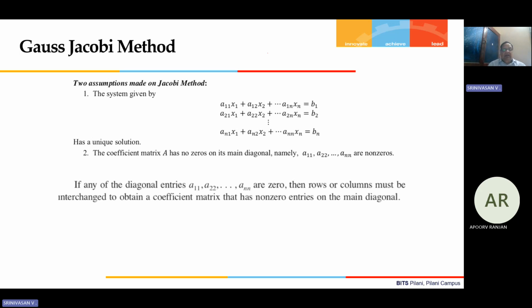Suppose any of the diagonal entries A11, A22, ..., ANN are 0, then rows or columns must be interchanged to obtain a coefficient matrix that has non-zero entries on the main diagonal. So you can interchange rows or columns so that the principal diagonal entries are non-zero. This is a very, very important condition to be met for the Gauss-Jacobi method to be solved.